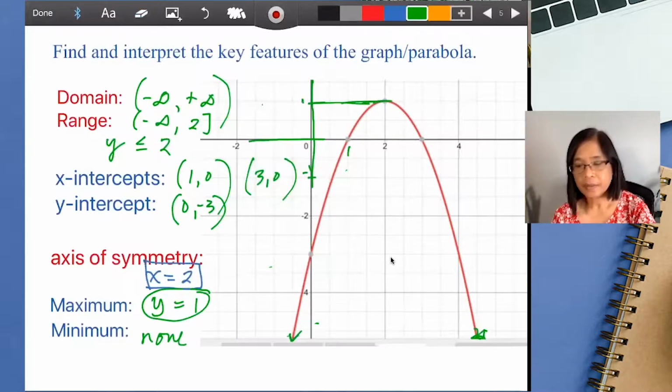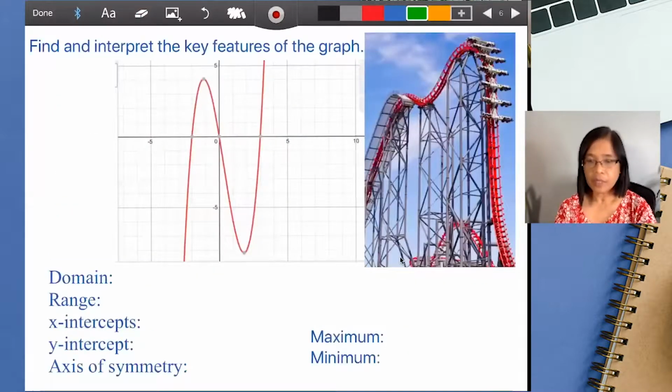You can take down notes. Now I'll give you one item for practice to find the key features and interpret this feature of the graph. So that concludes our lesson for today, and I hope to see you next week.